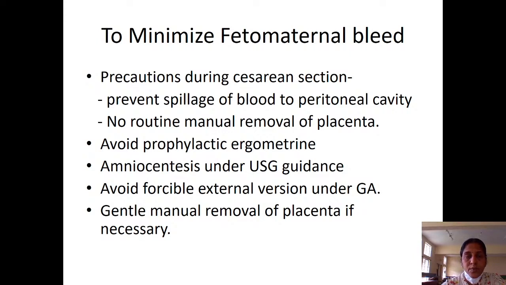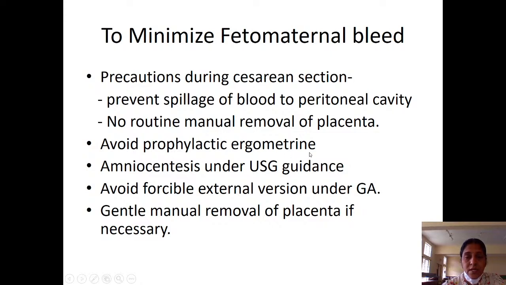Next, we have to minimize the fetomaternal bleed. We do that by taking certain precautions. During cesarean section, avoid spillage of blood into the peritoneal cavity. And next, no routine manual removal of the placenta. With manual removal of the placenta, there are more chances of fetomaternal bleed. So we should wait for the spontaneous expulsion of the placenta in the cesarean.